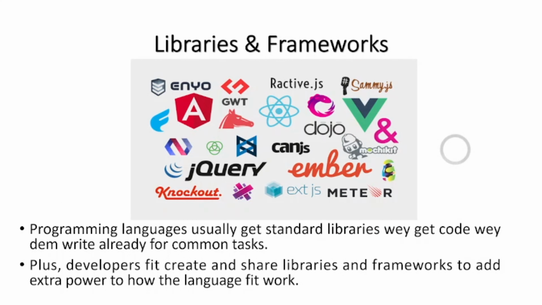Every programming language get wetin we dey call libraries and frameworks, wey be say dem don build to make the using of this programming language easy. So programming language usually get standard libraries wey get code wey dem don write already for common tasks. That means there are some things wey dem notice say people dey always dey do over and over. So to save you the stress of doing it or writing the code yourself, they don build some libraries and frameworks to take perform those work. Plus developers fit carry and share libraries and frameworks to add extra power to how the language take work.